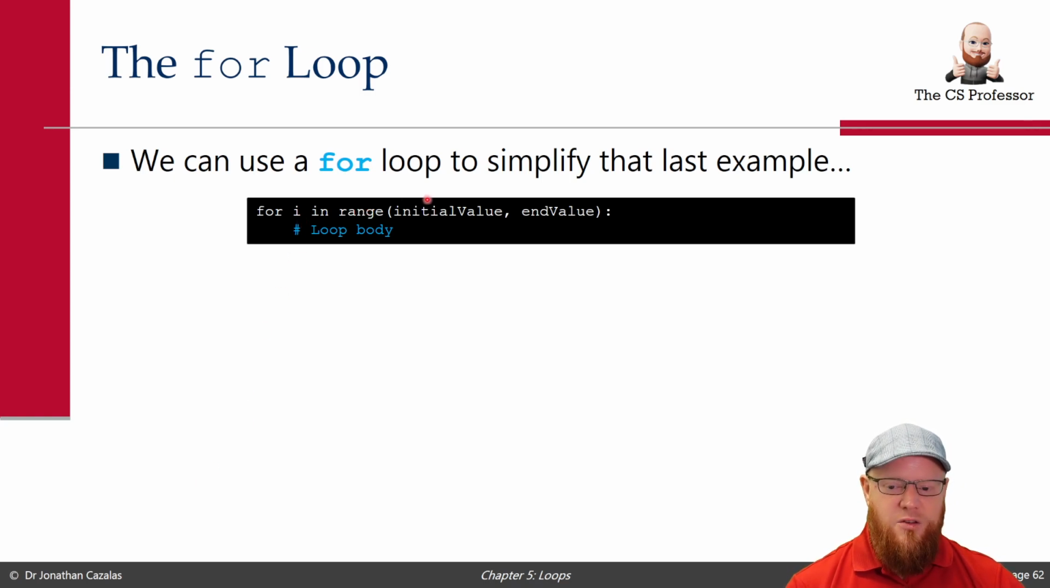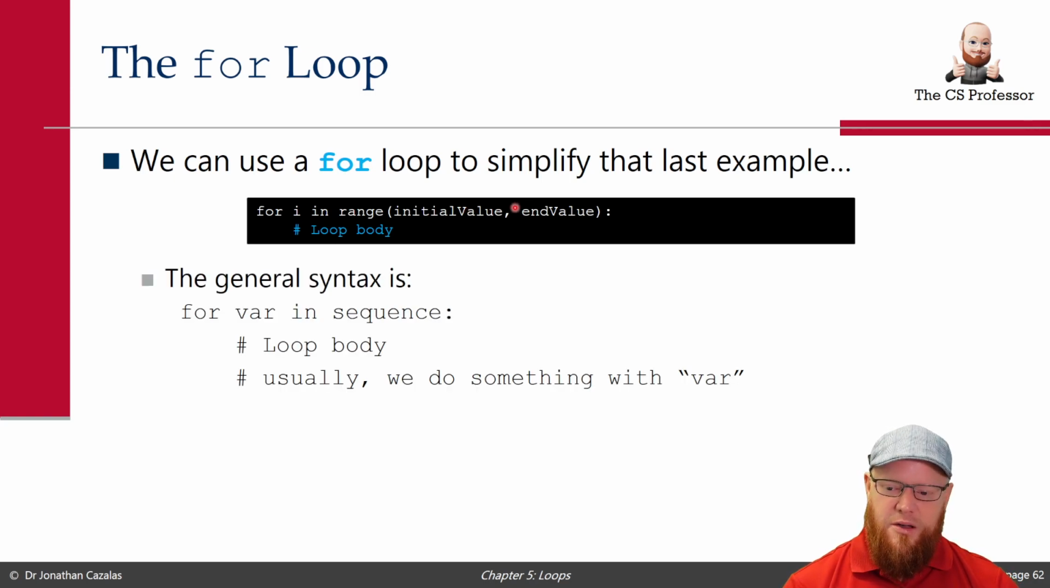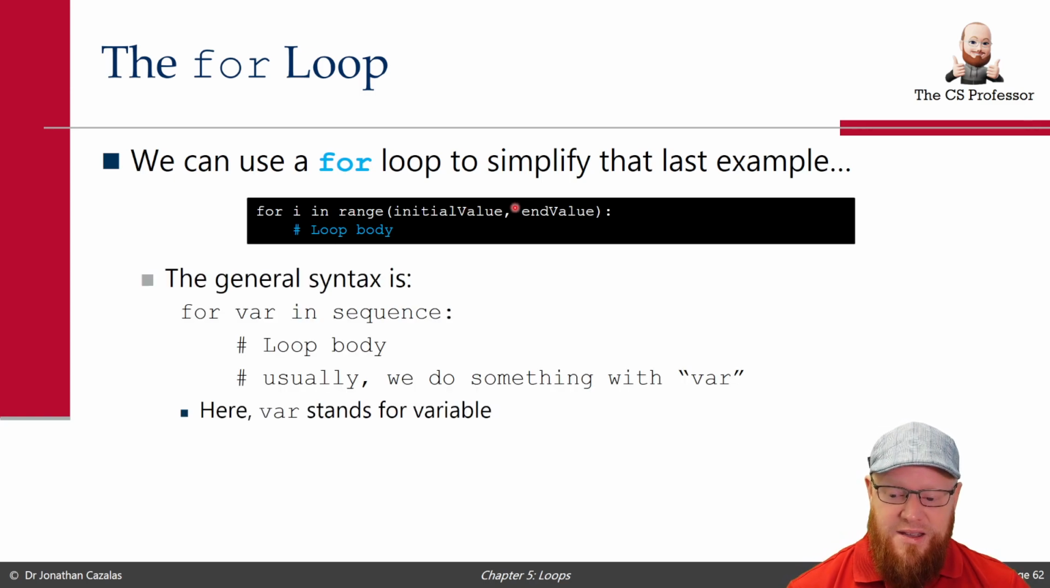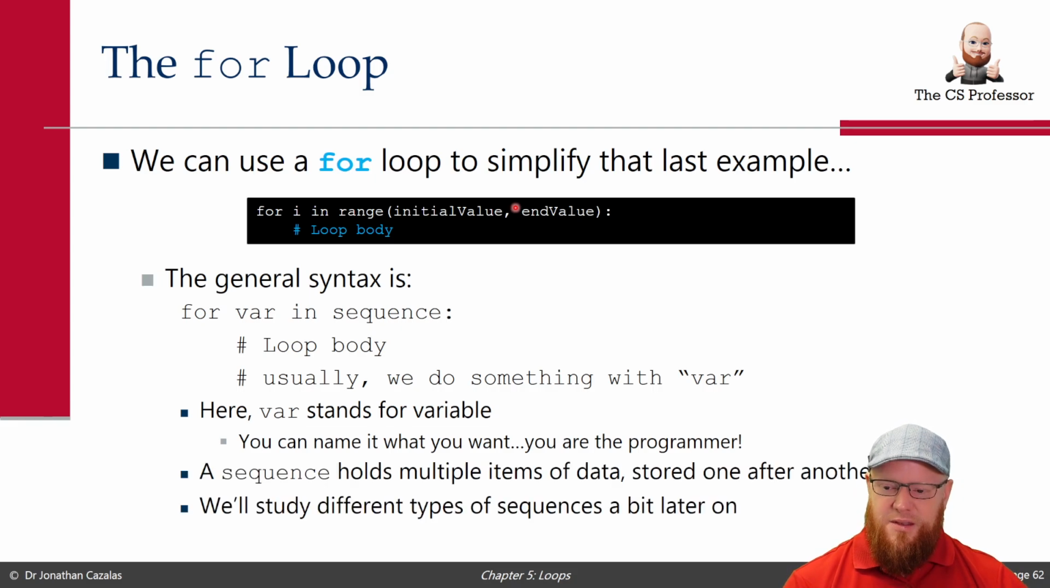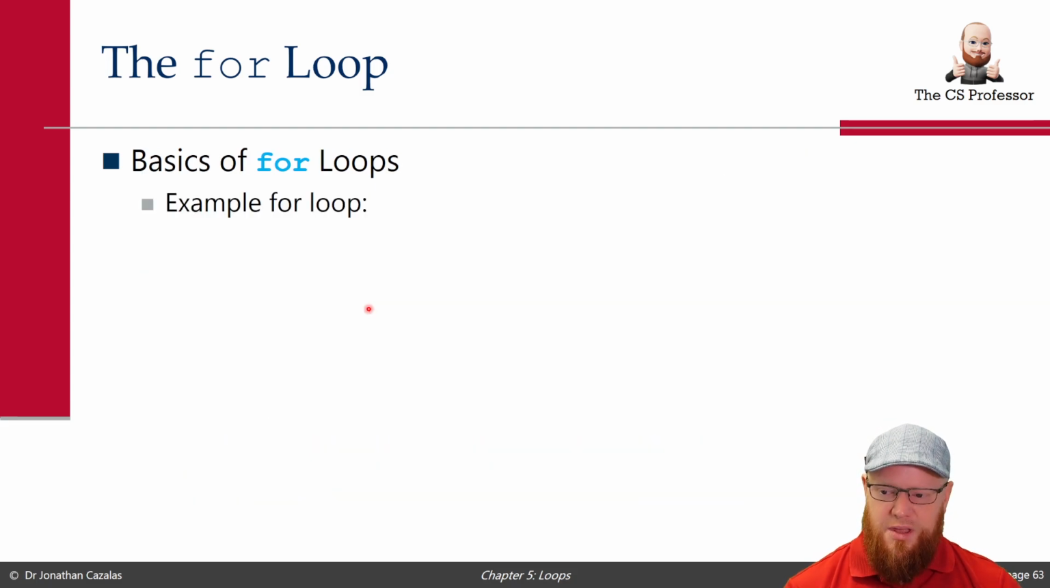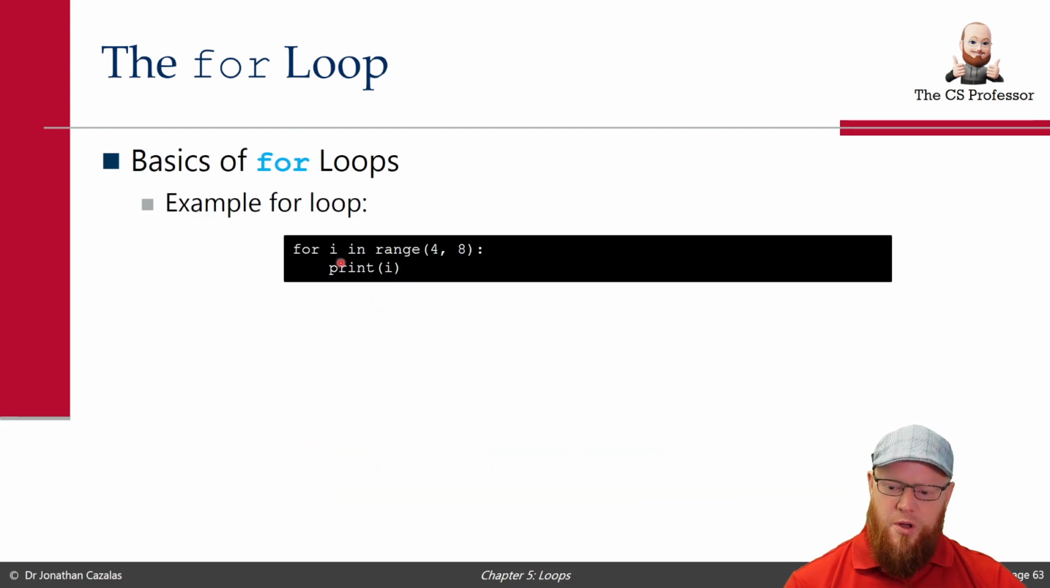For i in range, initial value, comma, end value. That's amazing. That's a big deal. So you have for variable in some sequence, and we're going to cover sequences a bit later on, but for now, for variable in sequence, do something. So an example of a for loop: for i in range 4 comma 8, print i.